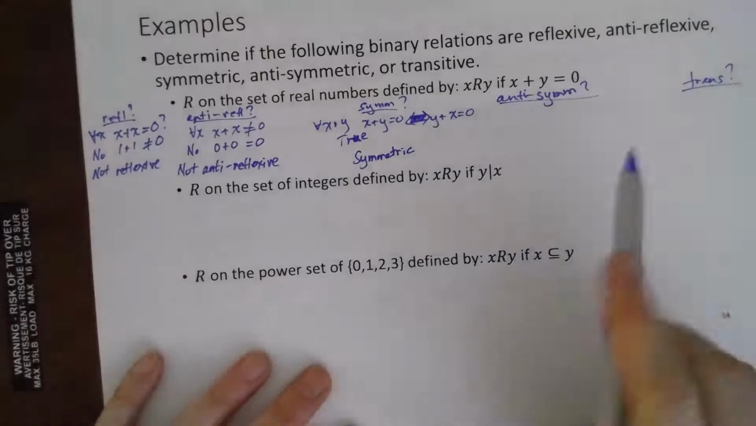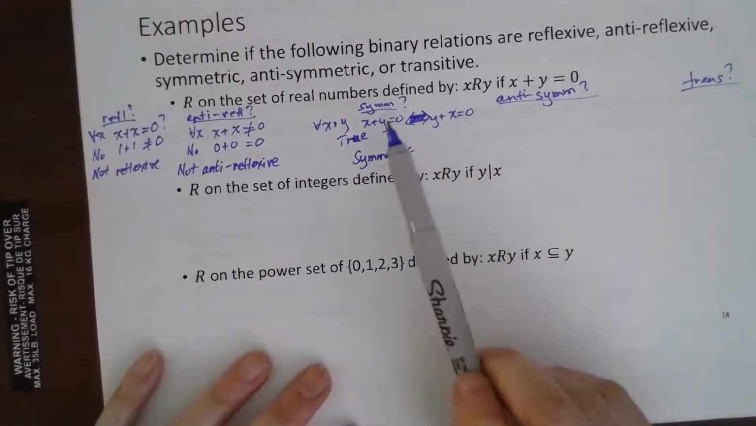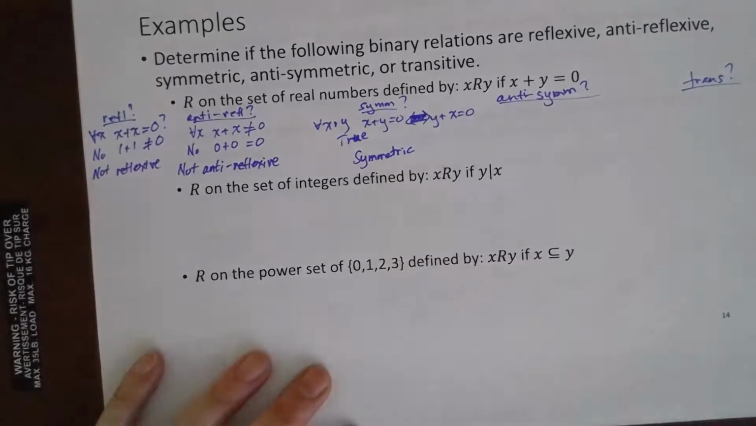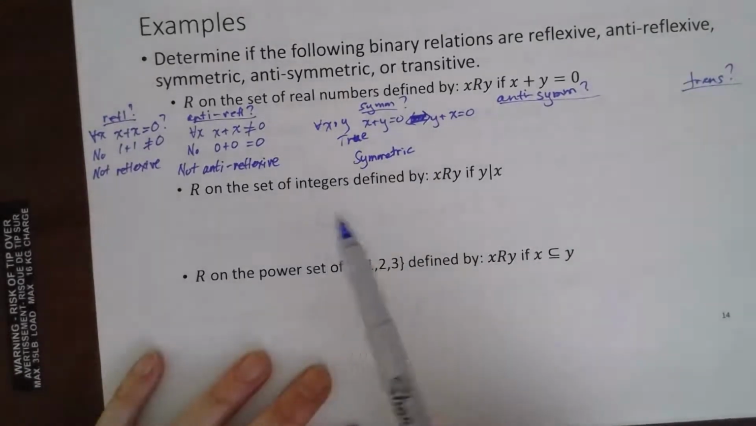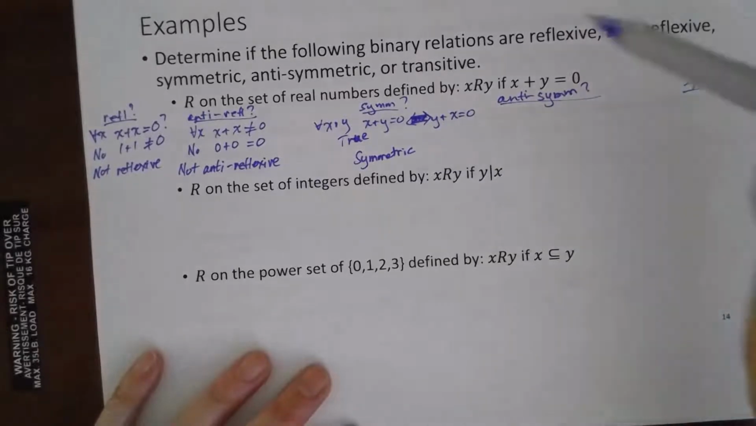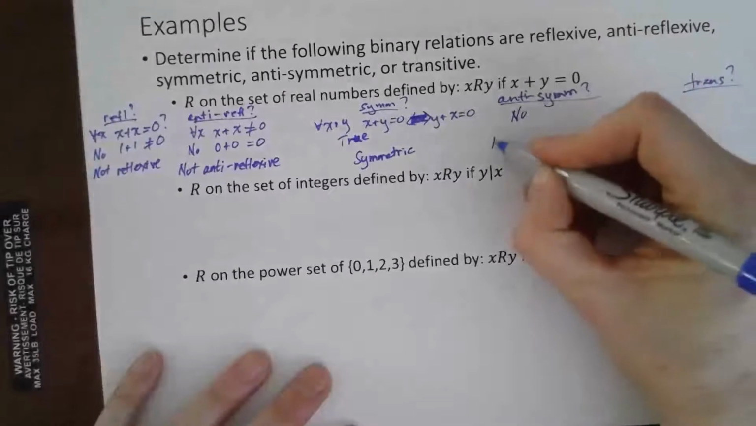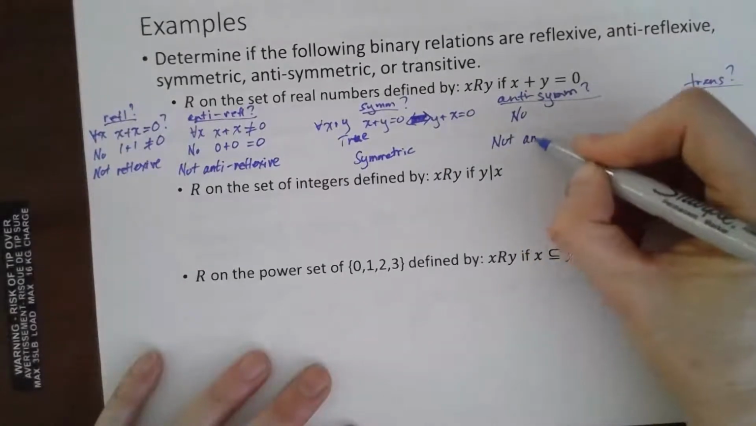And then anti-symmetric would be that I could only get one or the other of these, but never both of them. So is this one going to be anti-symmetric, where I could never get both of them? No, of course not, because I have to have them both at the same time. So this is not anti-symmetric.